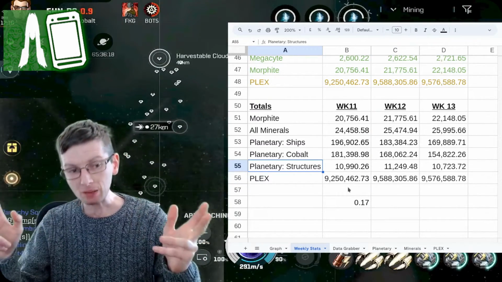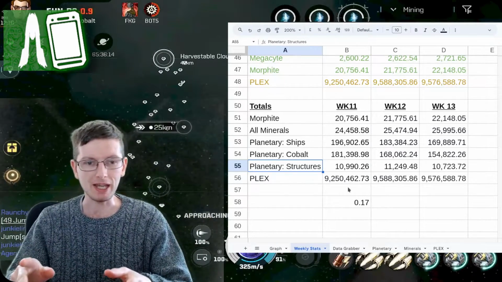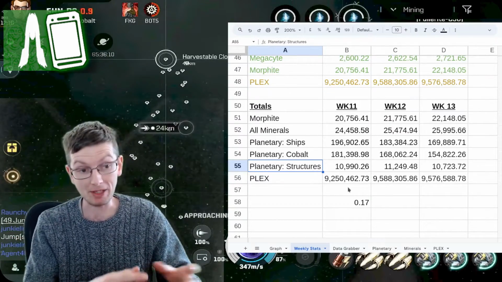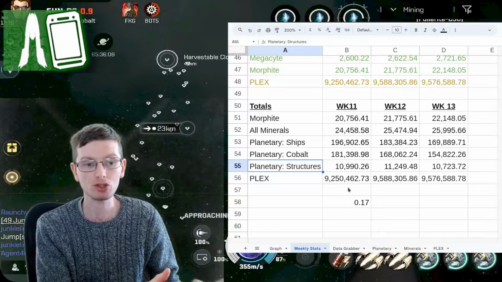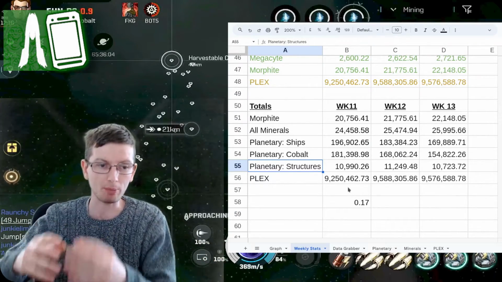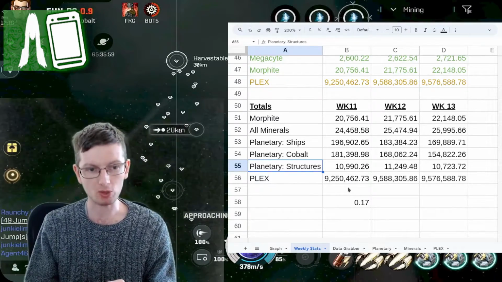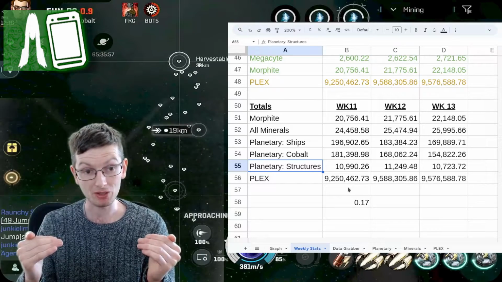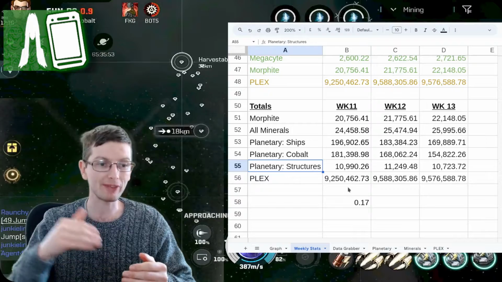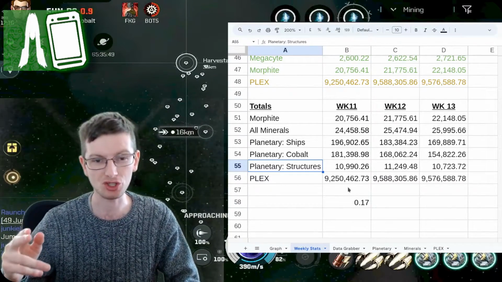So, planetary structures is a bit of a weird one. What I was expecting here was, with there being an increase in demand for minerals, I mean, there's mining happening for a reason, somebody's building something, and it's not shipbuilding. There's not been an increase for shipbuilding, because as we can see, both ships and cobalt categories have gone down. So I expected there to be an increase in line with what we're seeing with these other two categories for structure building, for planetary structures.